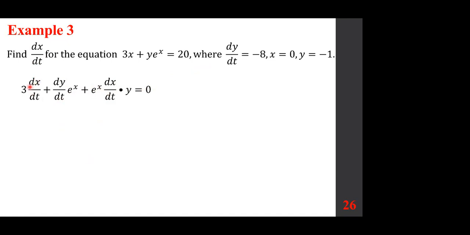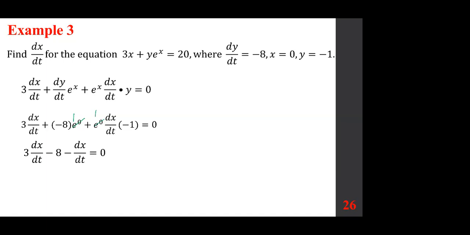So dx/dt is missing. So 3 times dx/dt plus dy/dt, I'm going to replace it with -8, times e to the power of x, where I'm going to replace the x with 0, the same thing here. And then the dx/dt is missing, and I'm going to replace the y with -1. Obviously, e to the power of 0 is simply 1. So what we are looking at is 3 dx/dt minus 8 minus dx/dt.